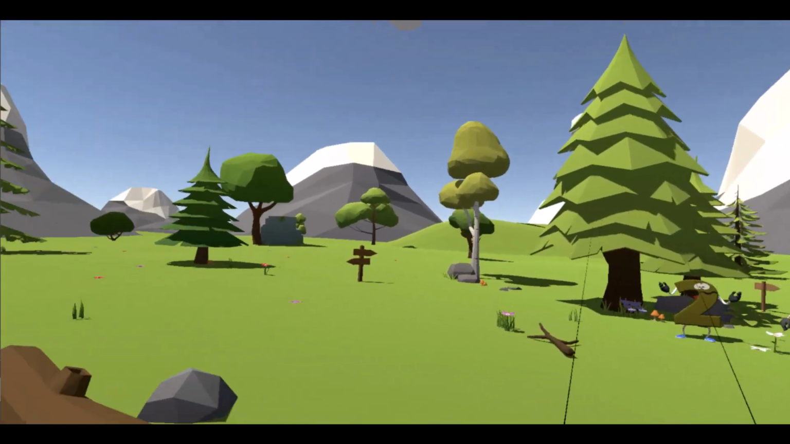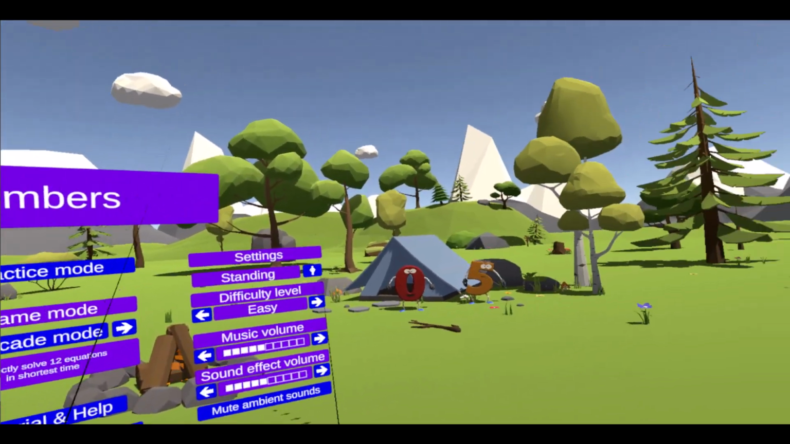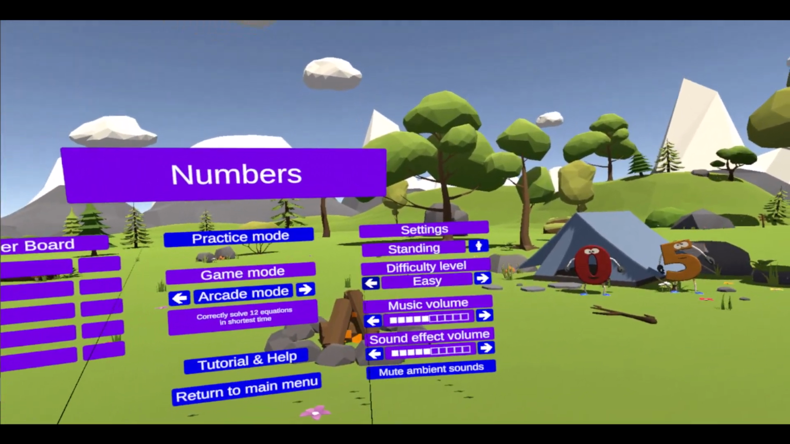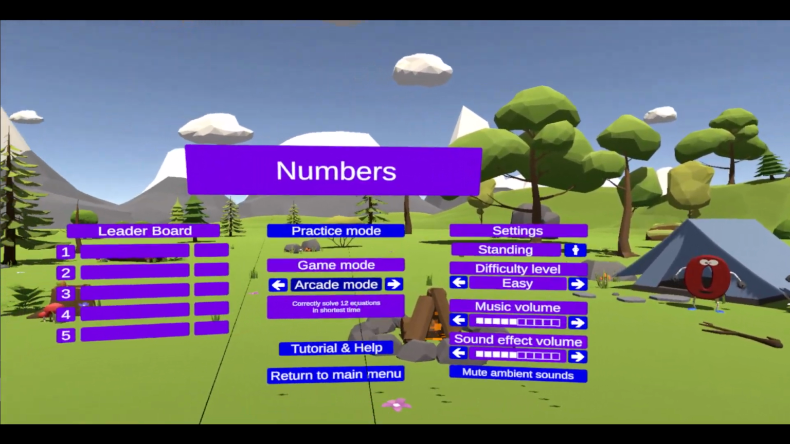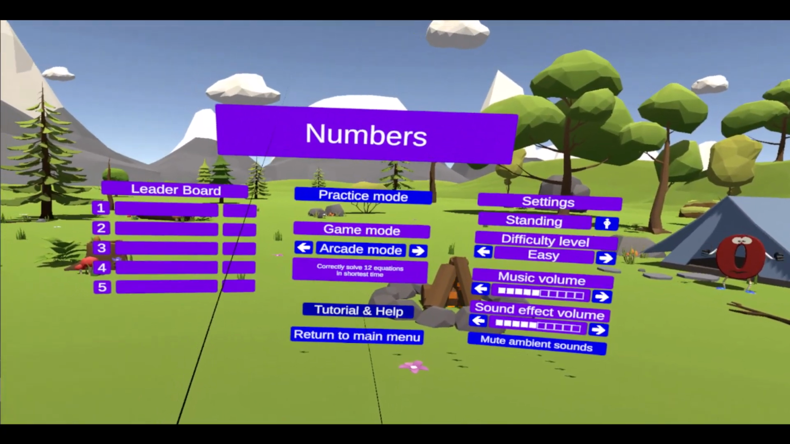So in standing mode, the gameplay is all around you. It's 360. And obviously that can get very physical in some of the games because you want to try and complete them as quickly as possible. And then you can obviously play in sitting mode. So let's have a look at, first of all, the tutorial and help.